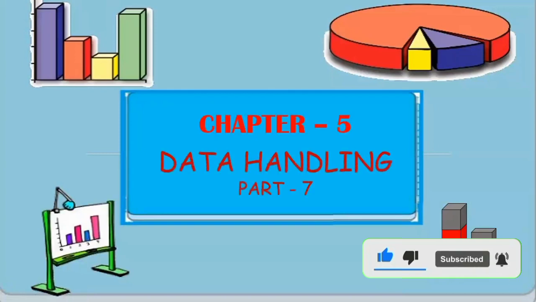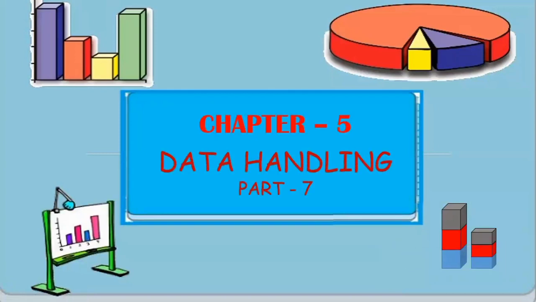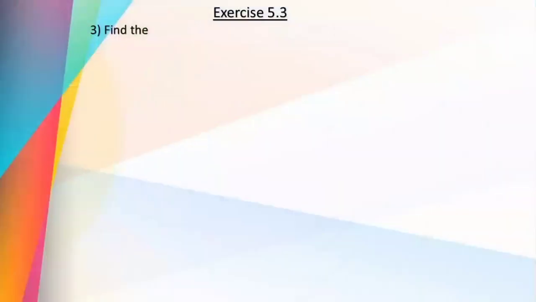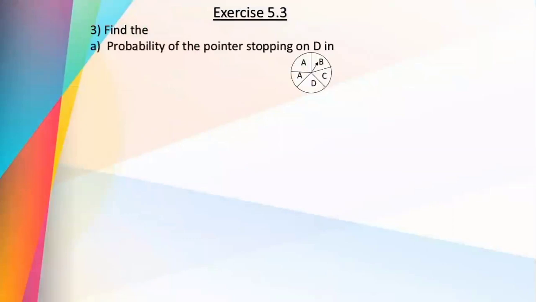We continue Chapter 5, Data Handling, Part 7. In the previous class we discussed probability and two questions from exercise 5.3. Today we continue exercise 5.3, third question. Find the probability of the pointer stopping on D in the spinning wheel.